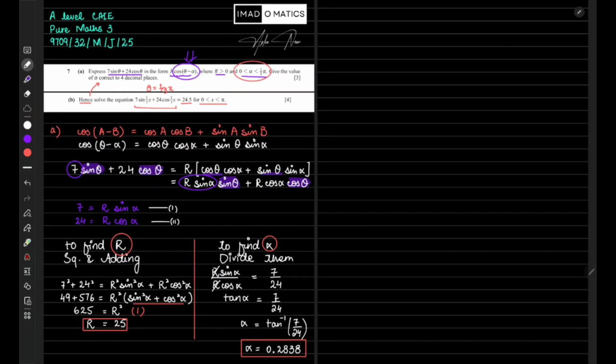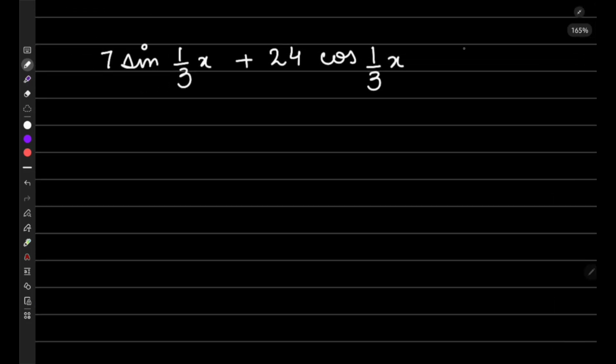It's given that 7 sin(1 by 3 x) plus 24 cos(1 by 3 x) is equal to 24.5.